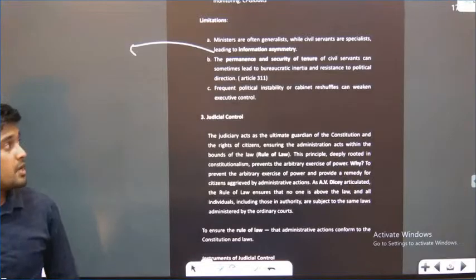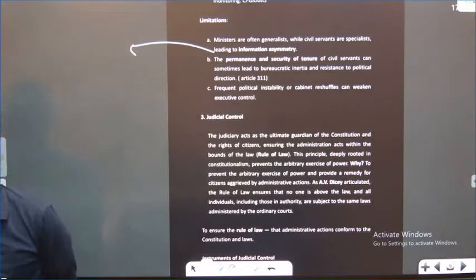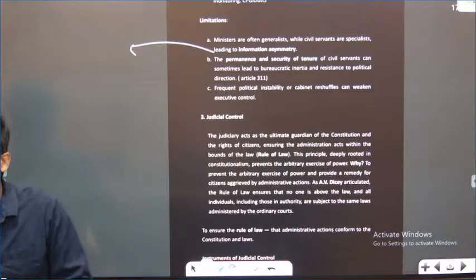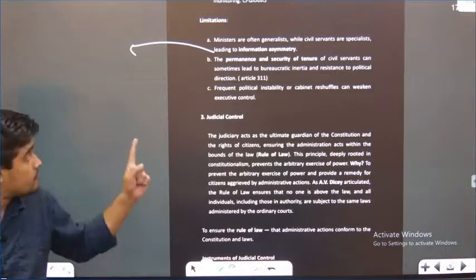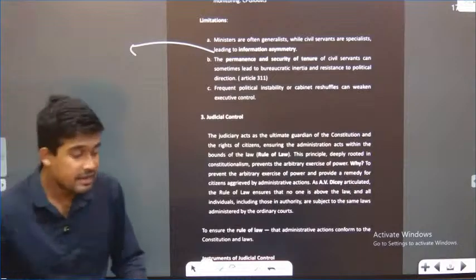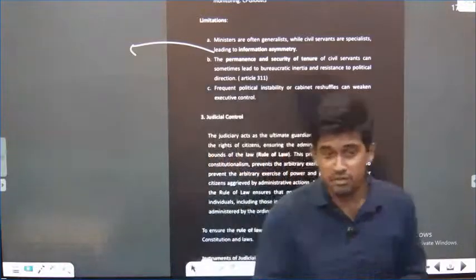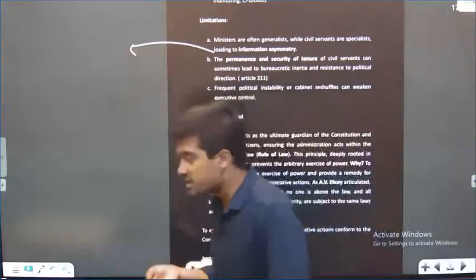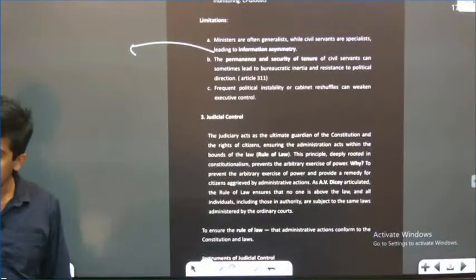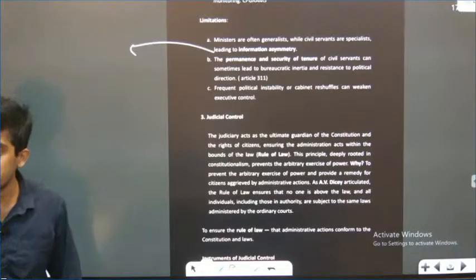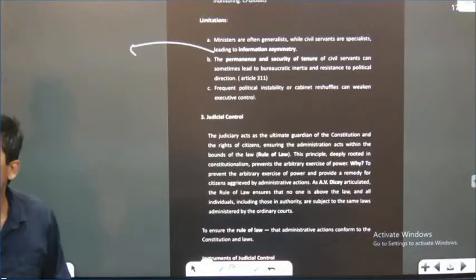Similarly, permanence and security of tenure. Now you can't fire a civil servant in a day or two or on one month's notice. You can't do that. So there is security of tenure. That is why the political executive cannot exercise a lot of control. Of course, you can transfer them around, but you can't throw them out of service. So this security is very important, but there are limitations to this security. If somebody is not working, there will be some form of problem.